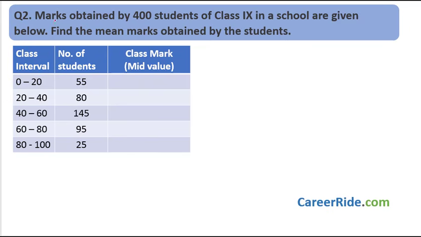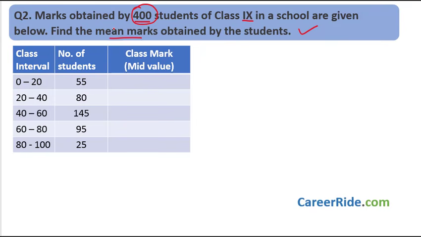Question number 2. Marks obtained by 400 students of class 9th in a school are given below. Find the mean marks obtained by the students. Now see, if you look at this question and the table, you will see that this question is again pretty similar to question number 1. The difference is that rather than 40 students, this time we have 400 students. This is how the data is getting larger and the calculations will become longer.